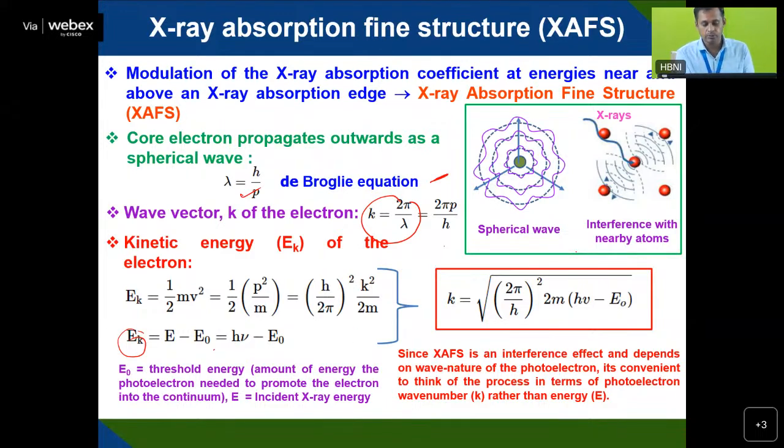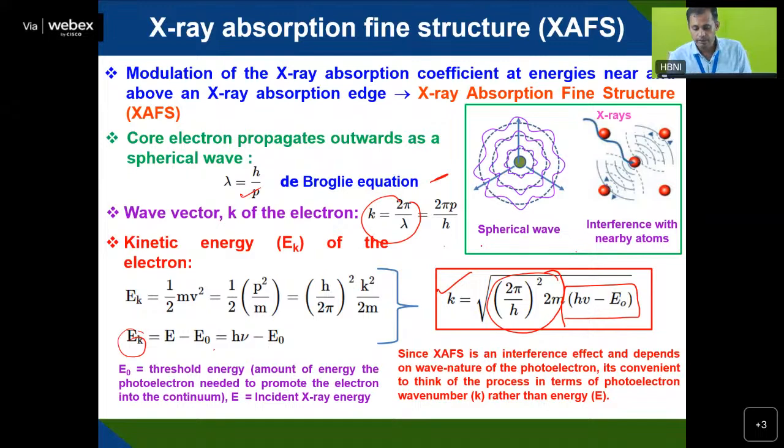And if you combine these equations, you will get a wave vector equation: K equals square root of 2 pi by h whole square, 2m into h nu minus E0. If you see, this factor is almost constant. The only things which depend are h nu and E0. H nu is the photon energy, that is your X-ray energy you are imparting on the sample, and E0 is the threshold energy, that is the amount of energy the photoelectron needs to promote the electron to the continuum.